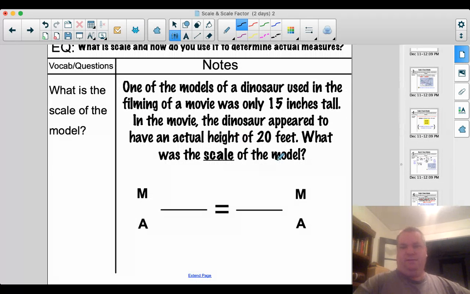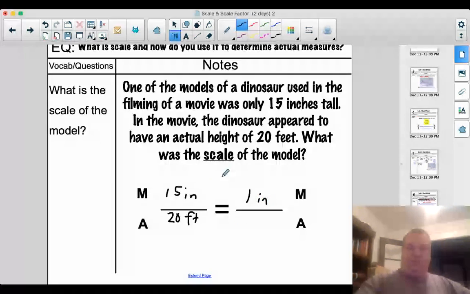All right, so let's look at another one. It says one of the models of a dinosaur used in the filming was only 15 inches tall. Okay, so 15 inches is the size on the model. In the movie, the dinosaur appeared to have a height of 20 feet. Okay, so here's the actual 20 feet. We want to know the scale. Okay, so remember scale, I'm going to have a 1 on top, kind of like unit rates, but it's on top. I don't know what 1 inch is in real life, or in the movie. So I'm going to have 1 on top. I'm going to use inches. Then it's going to correspond to a certain number of feet on the bottom. Okay, so this will be my x.